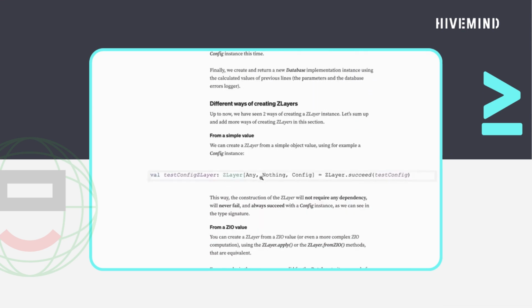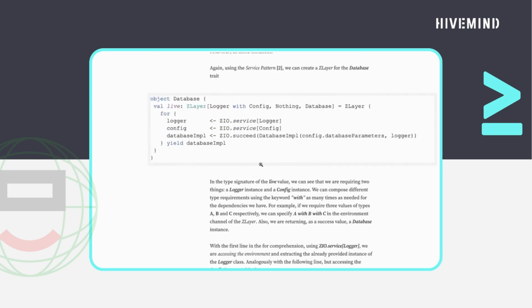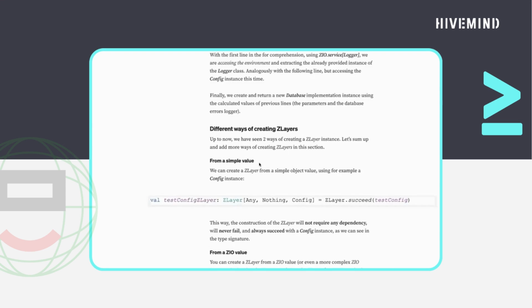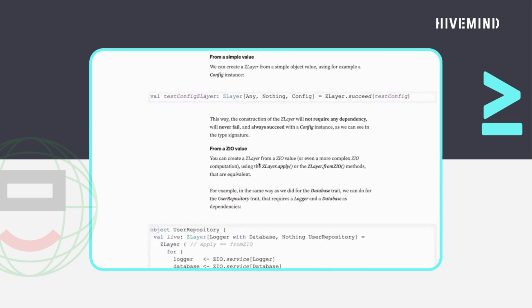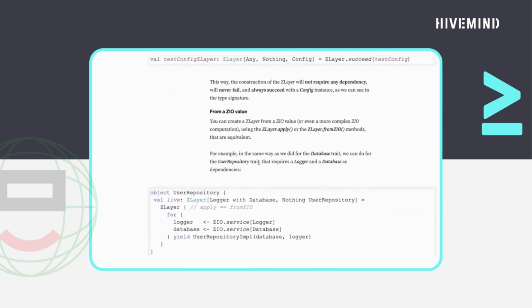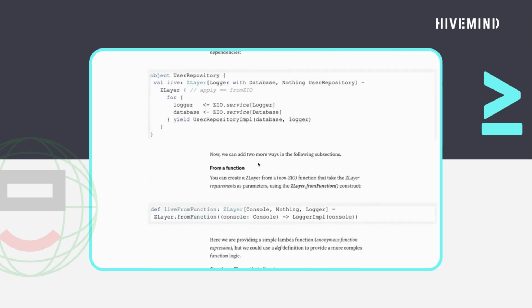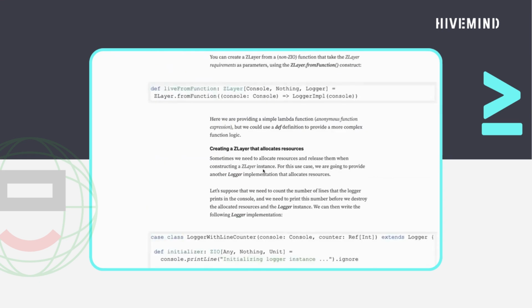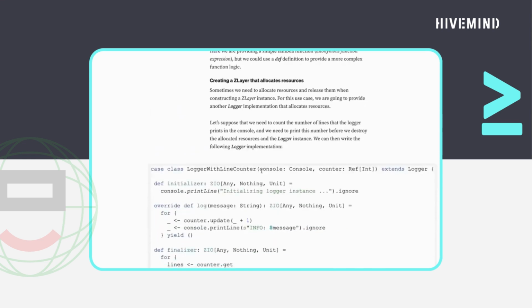So there are other ways as well. Do you actually keep going down? You show the different ways to create. So far that's the service pattern, but you can also create from simple values, from other ZIOs, from functions as well, and allocate resources.